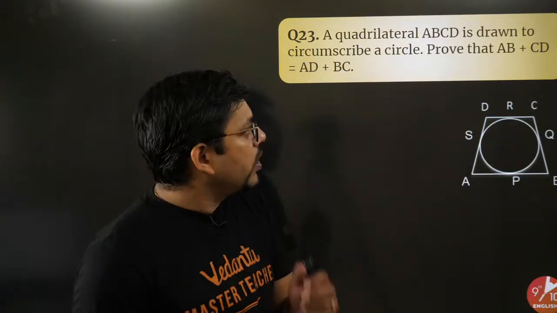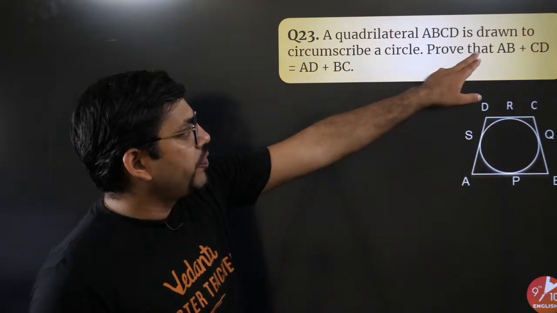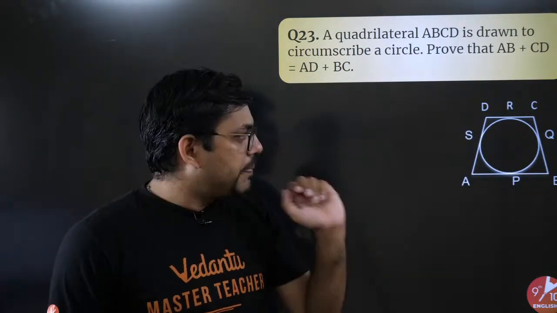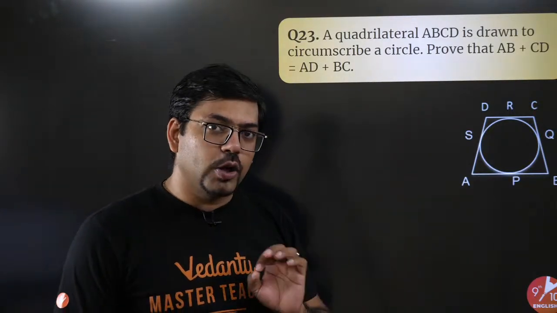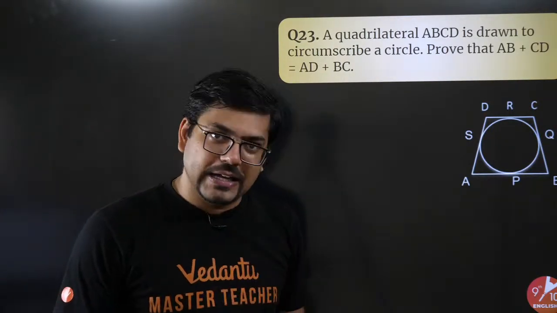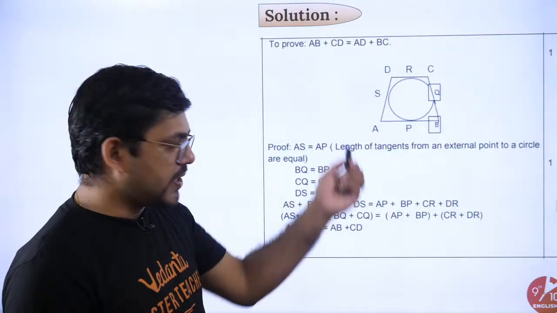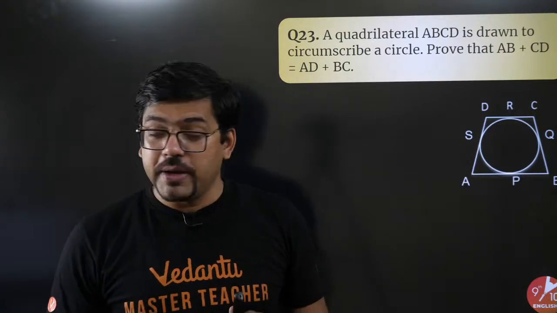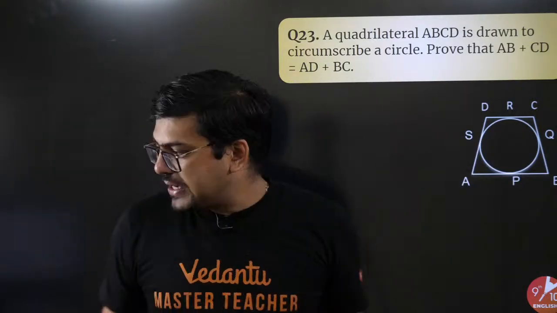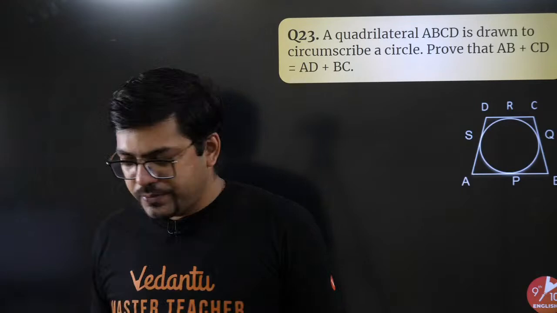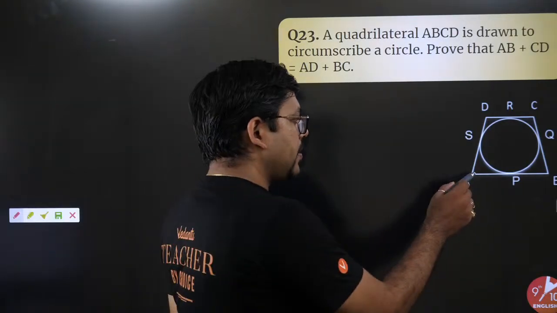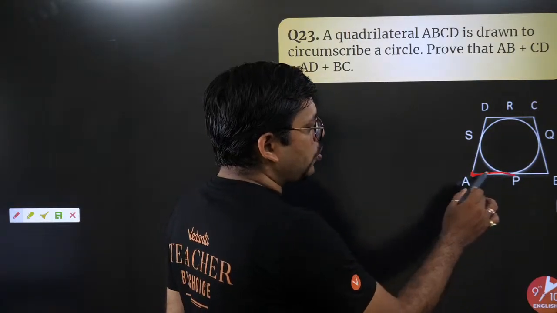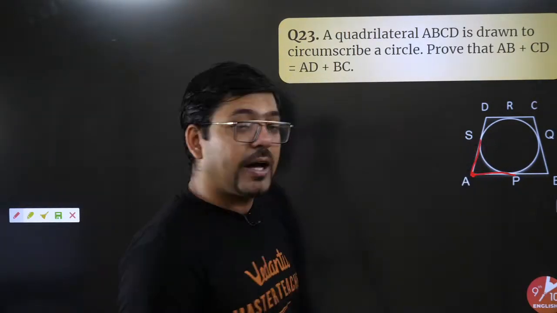This next question says that we have to prove AB plus CD equals AD plus BC. How would we do that? Look, let me tell you, I'm not going to write the entire answer for you because it is already written here. But what I'm going to tell you is the methodology. Are you able to understand that here A is an external point? If A is an external point, and from an external point we draw two tangents to a circle, both of them are of equal length.